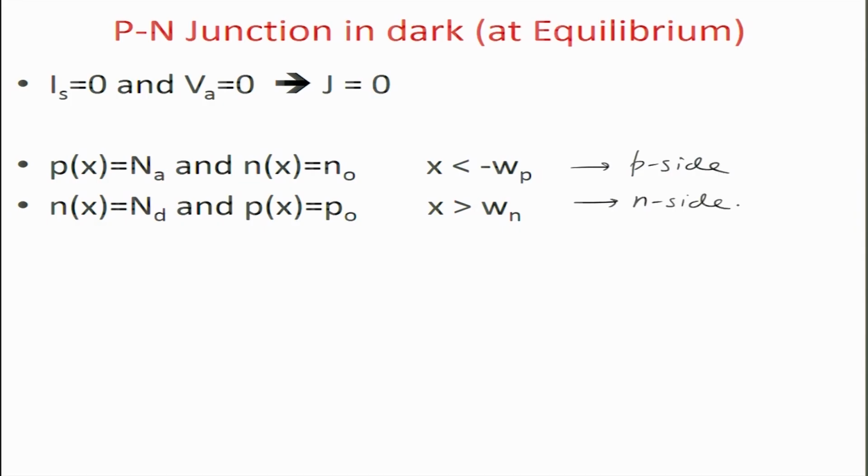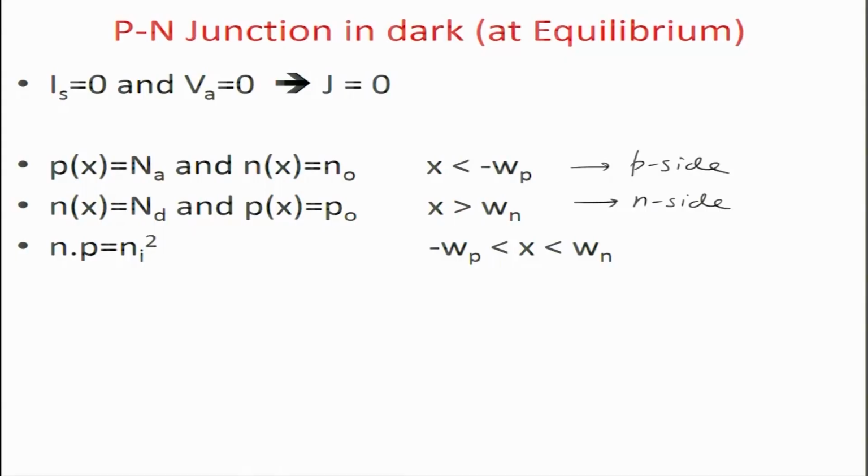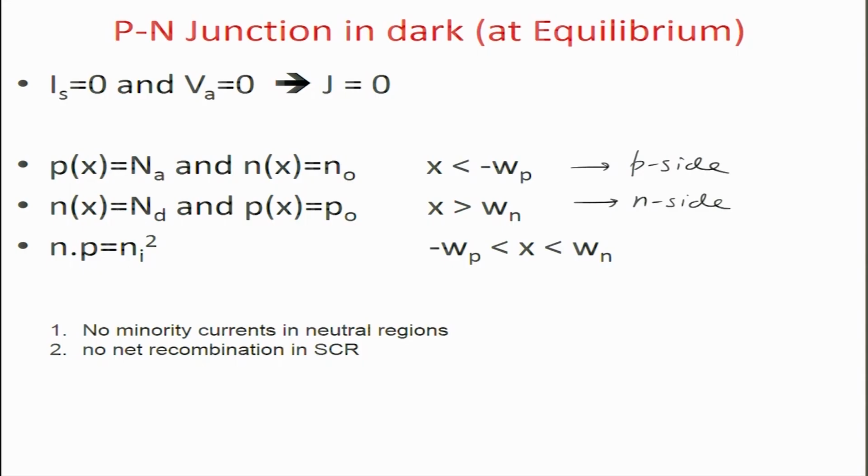So basically it should look like a p-n junction in dark at equilibrium without any bias and without any illumination. So both the equations which I showed you earlier should boil down to this. And of course between Wp and Wn, np is equal to ni square. So basically no minority currents in the neutral region and no net recombination in the space charge region. That is what the assumption was.